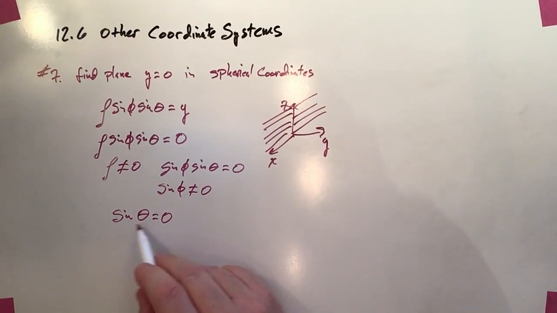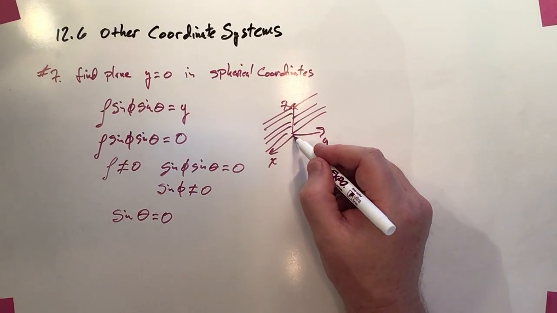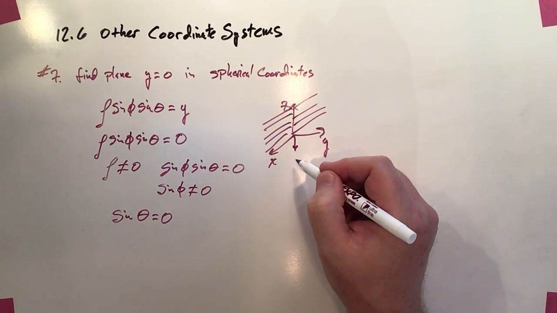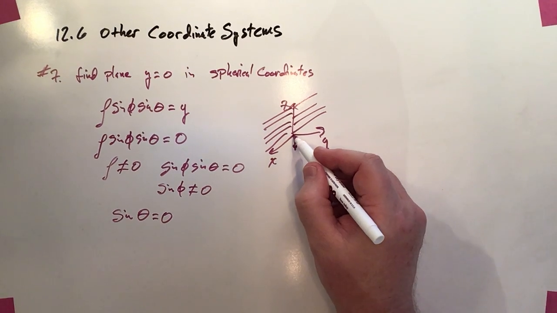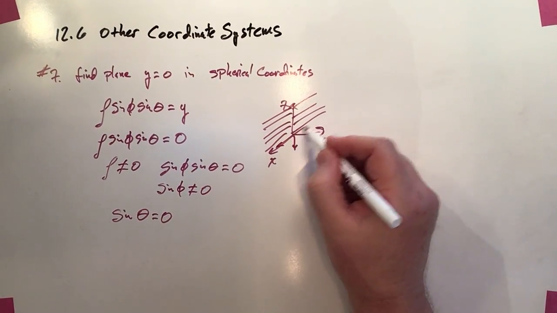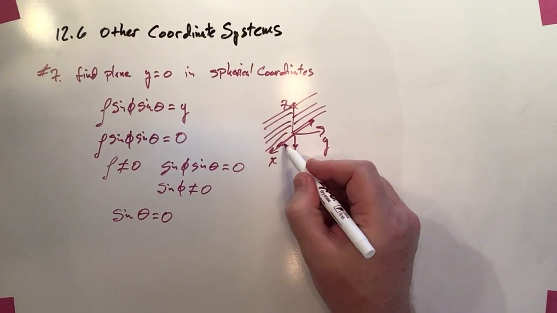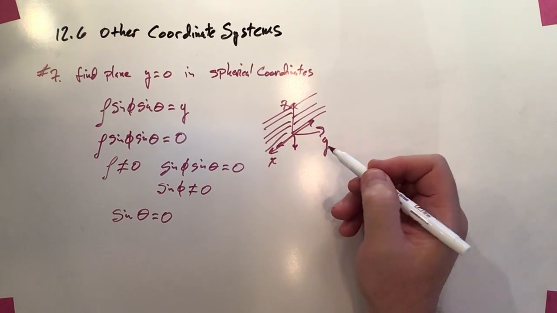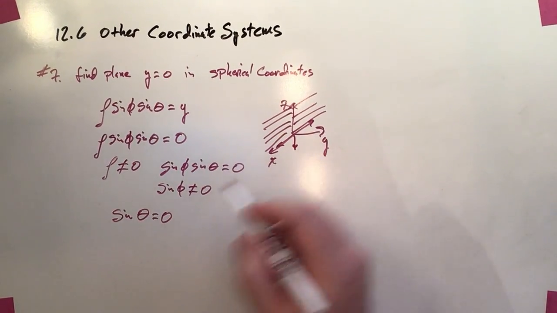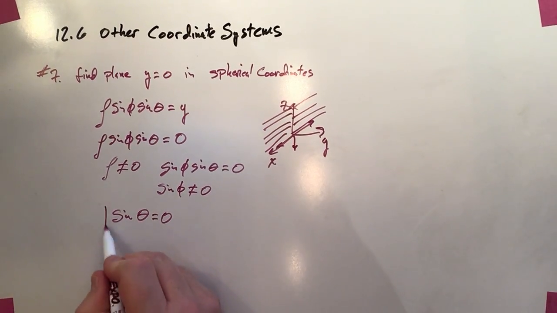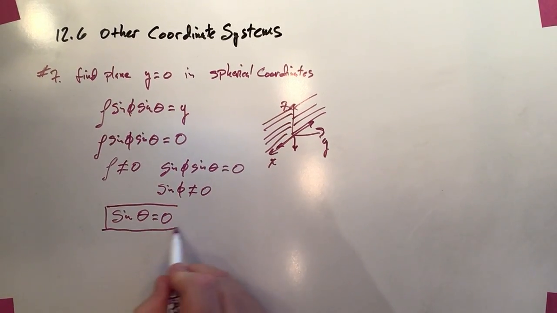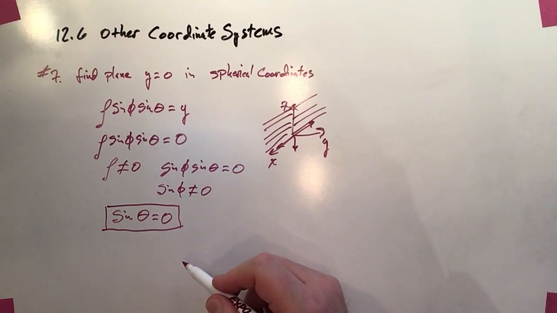Well, let's examine what theta represents. Remember, theta represents the angle to the point that lies in the xy plane. And of course, that will only be angles that are along the x or the negative x-axis. That would be angles of 0 or 180 degrees. And you notice in both cases, the sine of those angles will be 0. So this turns out to be it. This is the only condition we have to meet in order to plot every point on the plane.